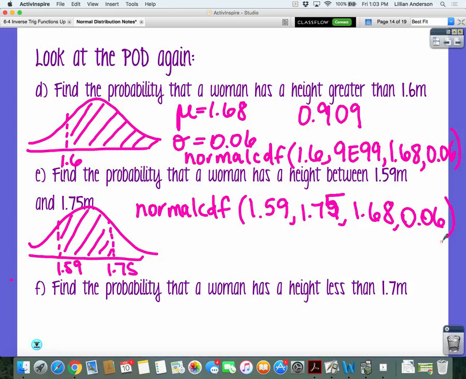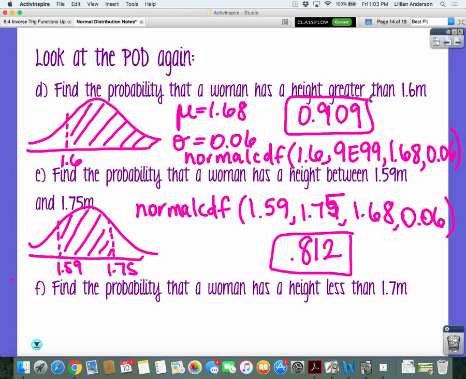Error syntax. 0.812. Anybody not getting these numbers?